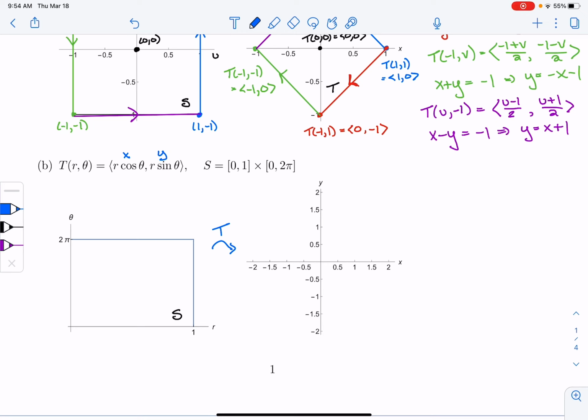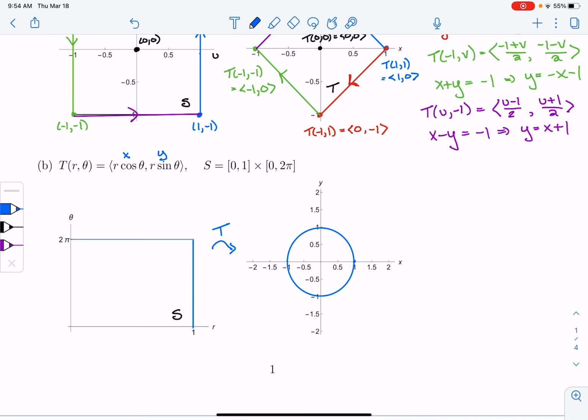So I'm going to be curious what's going on when r is equal to 1. Well, when r is equal to 1, then we're going to let theta go from 0 to 2 pi. So if r is equal to 1 and theta is equal to 0, we're at this point here. And then if we let theta trace out from 0 to 2 pi, what we get is the unit circle. So that, in fact, gets us the unit circle.